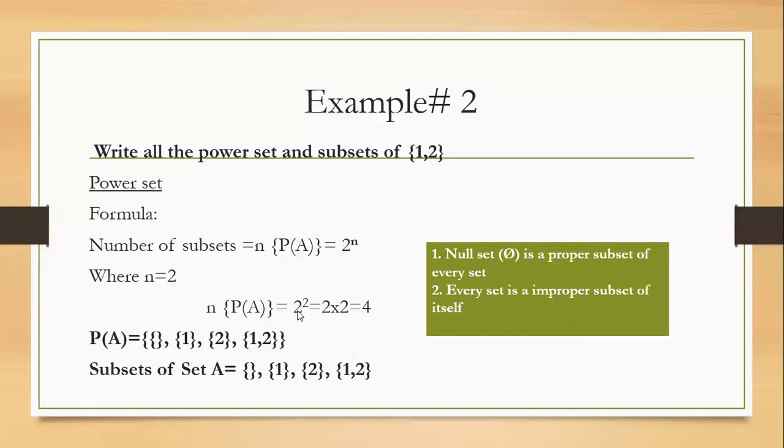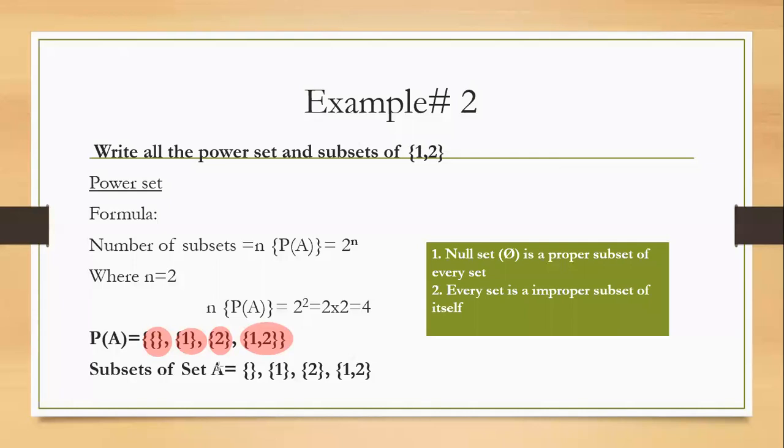Okay, now make the curly bracket over here. What is the first set? First set is the null set. Last set is the same set which is given to you. Now in the center, two subsets are left. Therefore, the second will be 1 and the third will be 2. For example, if here AB is given, then your answer will be null, A, B, AB. Okay?